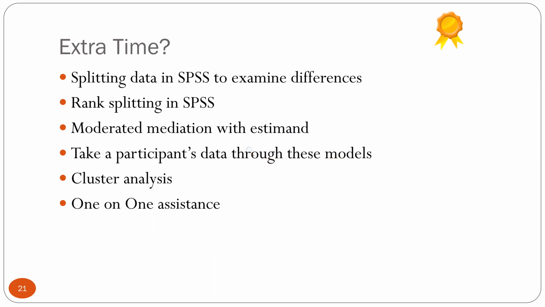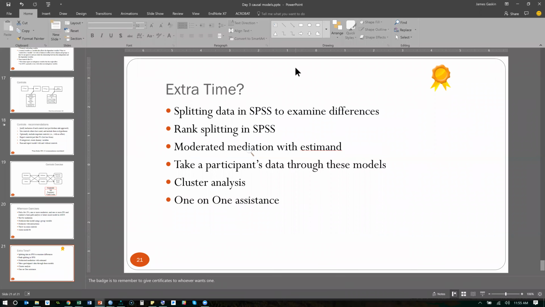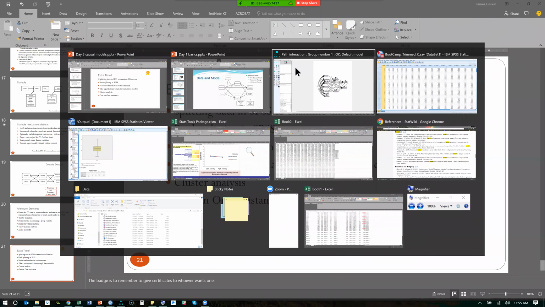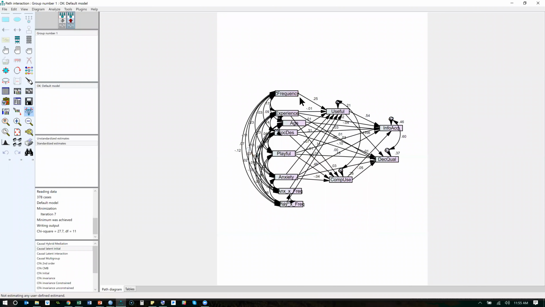We did. I want to show you one last thing. Two last things. Yes. Yeah, so the controls, we did measure frequency. It was on the survey.